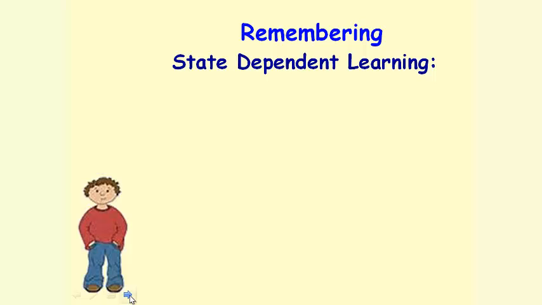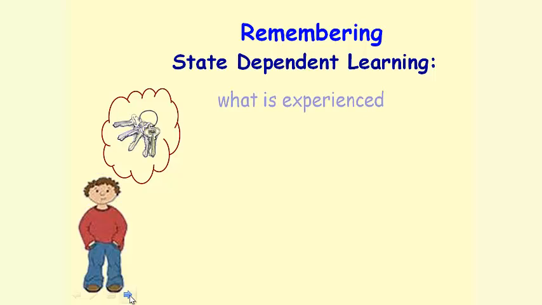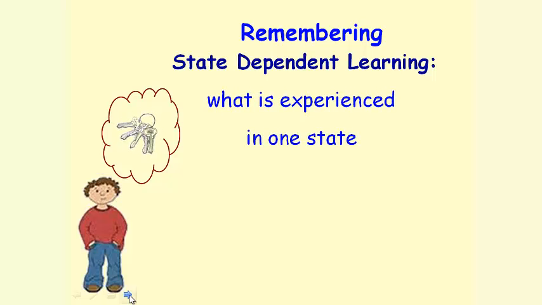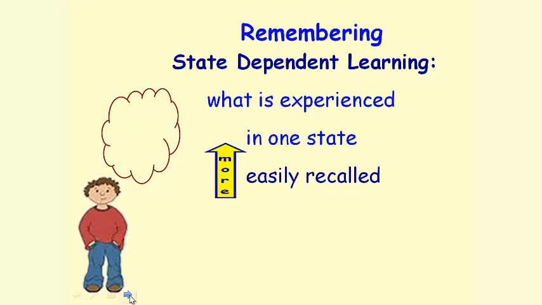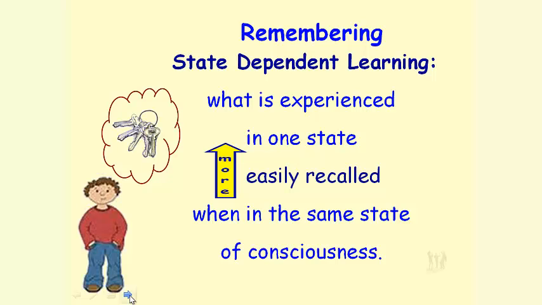Mood congruence is similar to state-dependent learning. What is experienced in one state, joyful, sad, drunk, or sober, is more accessible again when in that state. The difference between mood congruence and state-dependent learning is that state-dependent memories include altered states of consciousness, rather than the normal mood variations throughout a given 24-hour period.